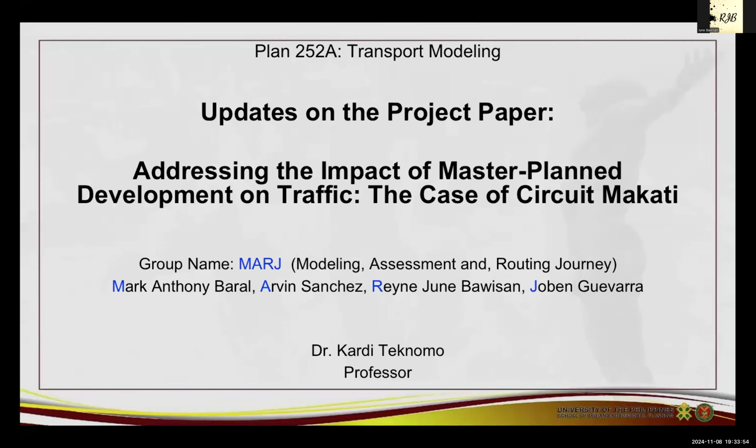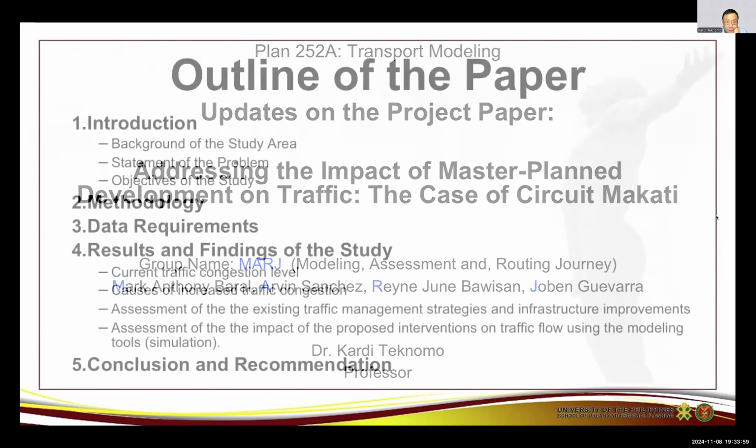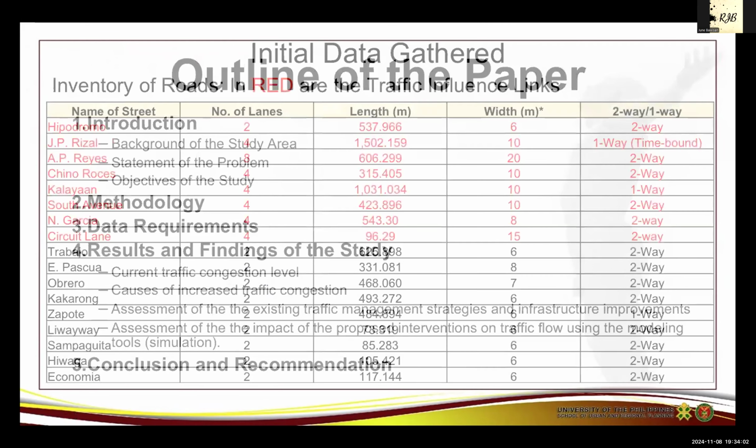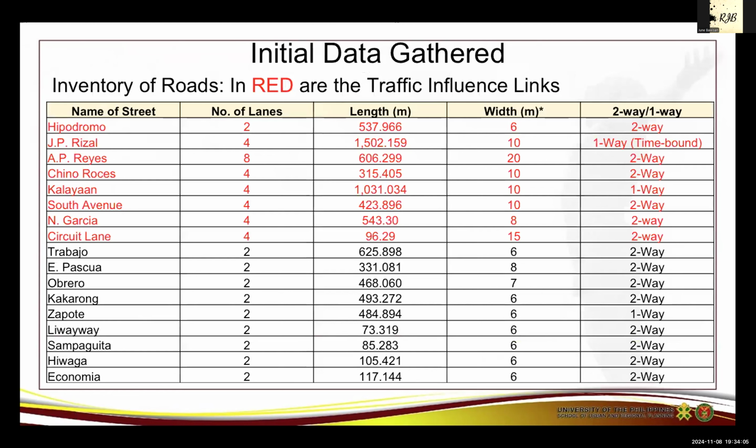Sir, just an update to our group work. We conducted already the initial data gathering. We conducted an inventory of roads within the project site. We documented around 20 roads. Are they connected to each other? Yes, sir. Some are perpendicular, crossing, and I will show that on the map later. So the red ones are the traffic influence links.